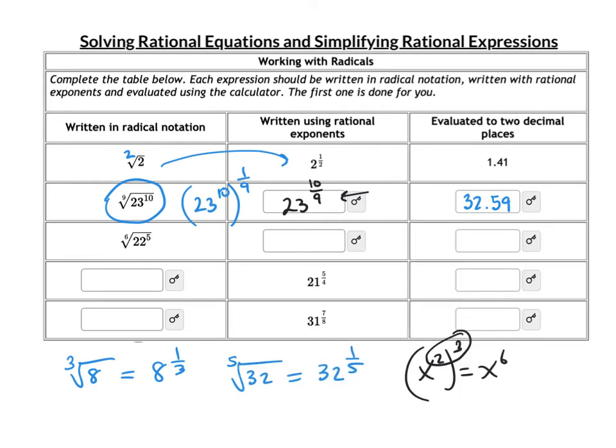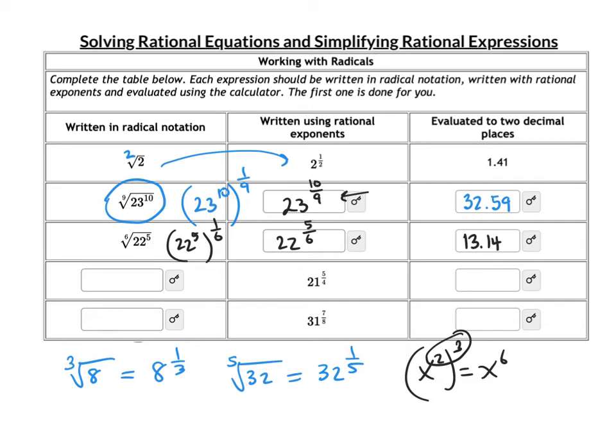This next one is 22 to the 5th power to the 1/6, and 5 times 1/6 is 5/6. 22 to the 5/6 power. Putting that in Desmos gives about 13.14.